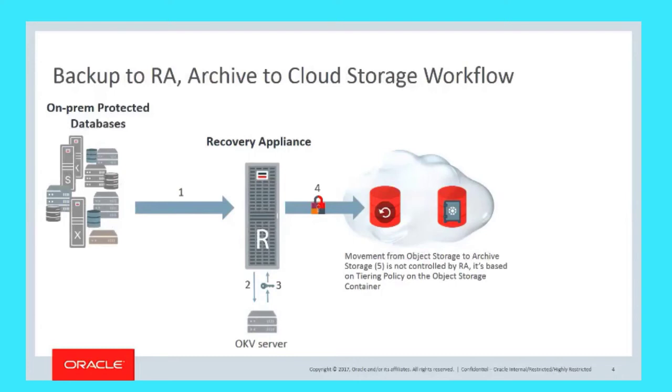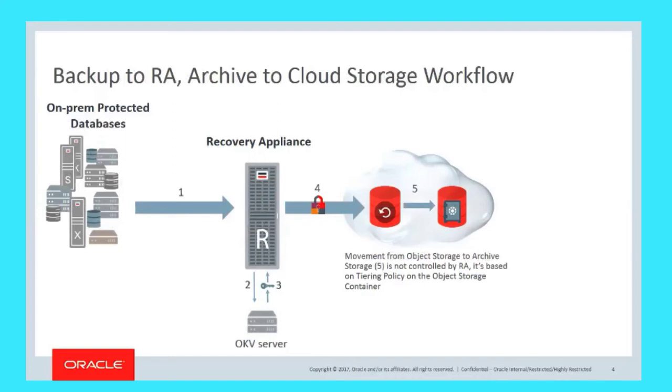As you probably know, there are two tiers of storage available in the cloud: regular object storage and archive storage. Both are supported. The way this is achieved is using a specific type of object storage container called a tiering container. It's a specific class for the object storage container. Those tiering containers can have policies attached to them that say, after a certain period of time, data must be moved from object storage to archive storage. This is optional, obviously. You can just use regular object storage.